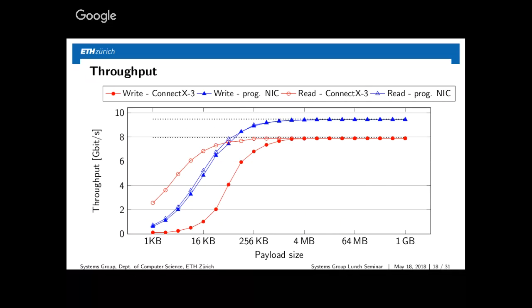And with that, we can look at the throughput. Again, red is the Mellanox card, and the FPGA is blue. And these two dashed lines indicate the theoretical throughput, so that's the throughput without including the headers. And we increase again the payload size from 1 kilobyte up to 1 gigabyte. And we see that with increasing payload, both the commercial card but also the FPGA get close to this theoretical limit.